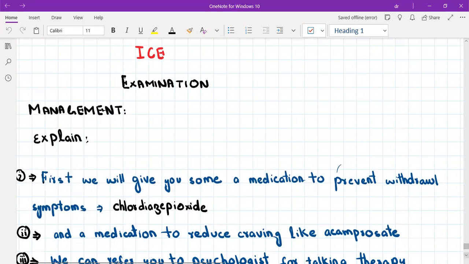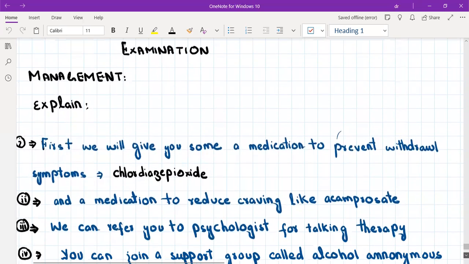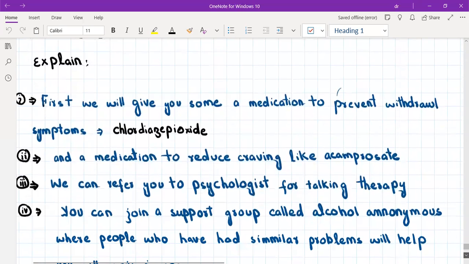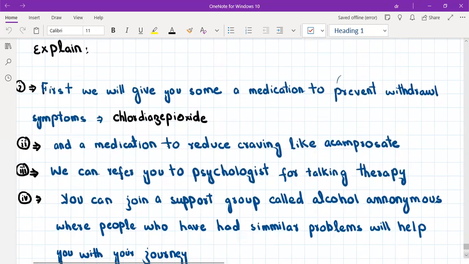In management, you'll tell the patient that we are going to give you some medications to prevent the withdrawal symptoms, okay, and that will be chlordiazepoxide. So you'll tell the patient that we will give you some medication that will prevent the withdrawal symptoms like anxiety, itching, restlessness, agitation, etc. And we'll also give you a medication to reduce craving like acamprosate.